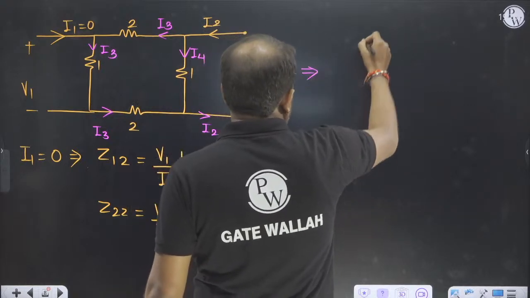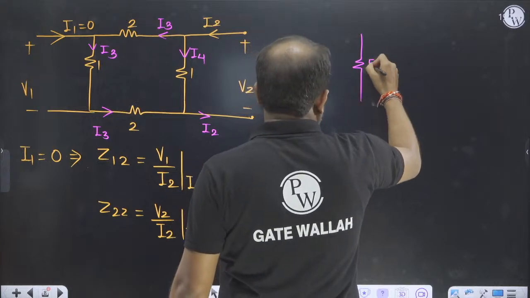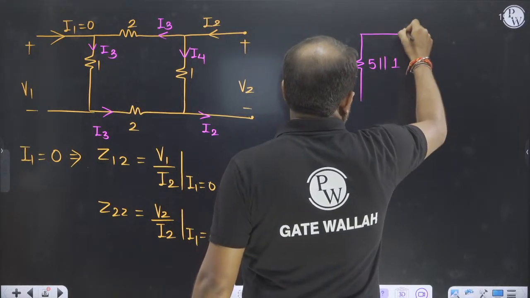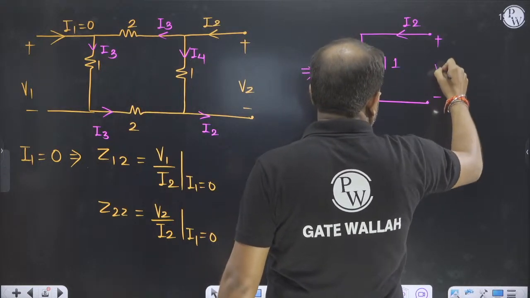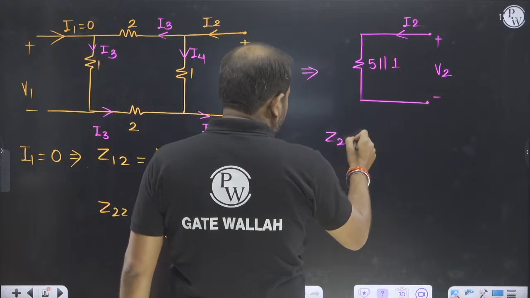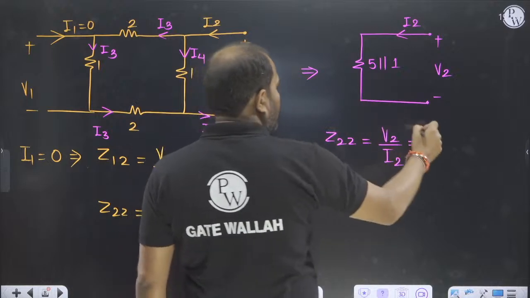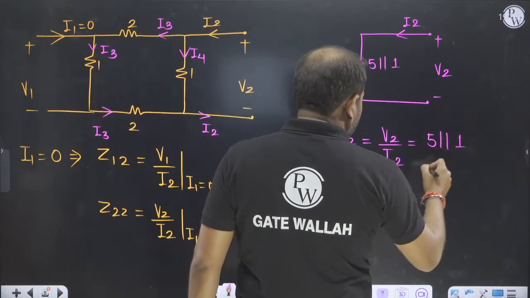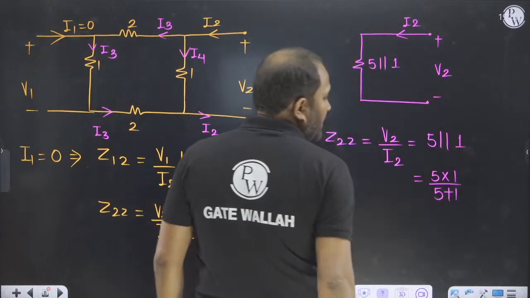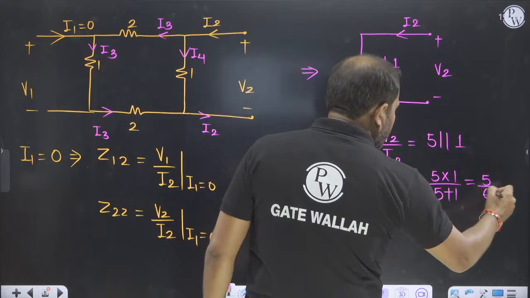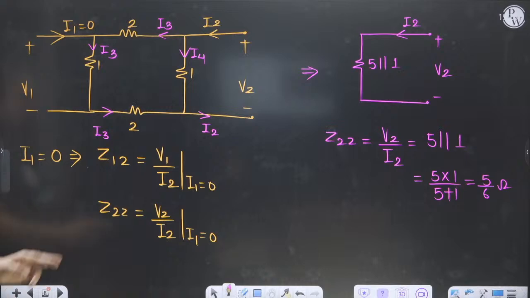This is 5 ohm and this is 1 ohm. So 5 ohm parallel 1 ohm is nothing but I2 and V2. So Z22, you will find out V2 by I2, and it will be equal to 5 parallel 1 ohm. 5 parallel 1 is 5 into 1 divided by 5 plus 1, which is 5 by 6 ohm. Next we will go through Z12.